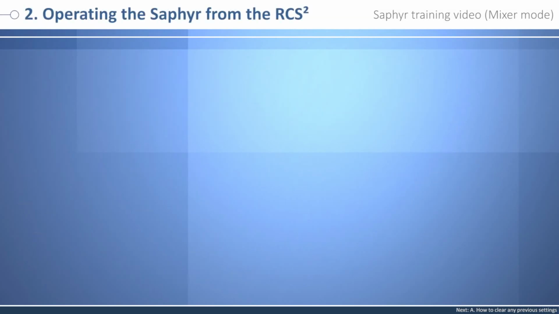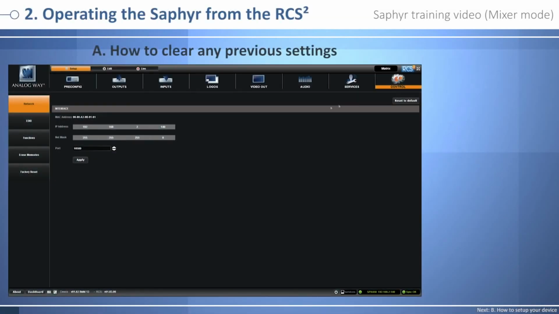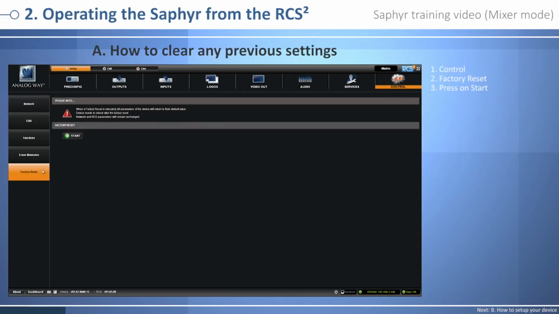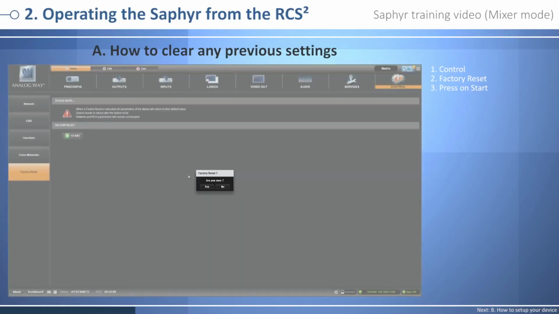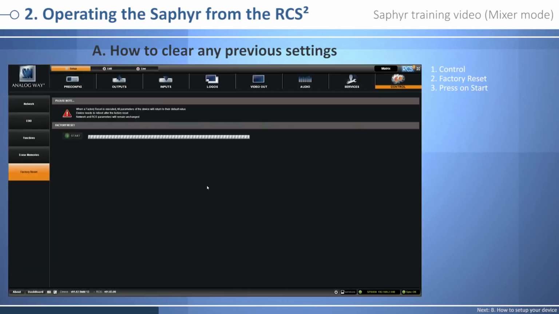Operating the Saphyr from the RCS2. How to clear any previous settings. Go to the Control section, then to the Factory Reset tab and press on Start to erase all settings. This erases all settings except the network configuration and RCS2 parameters.